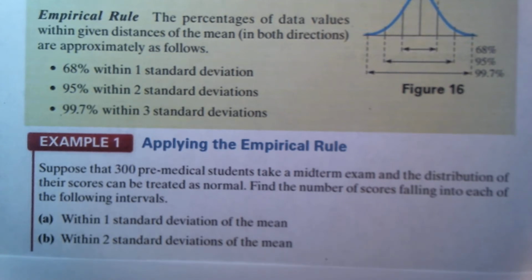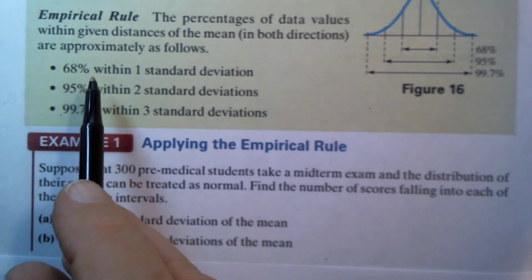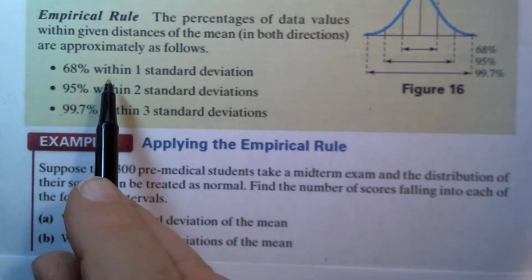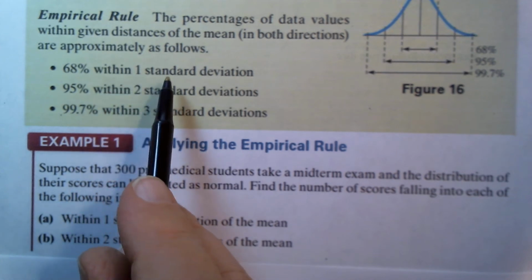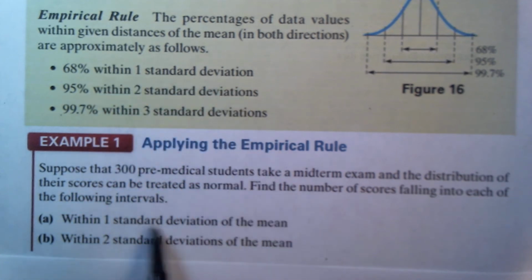Okay, let's apply the empirical rule. Suppose that 300 pre-medical students take a midterm exam, and the distribution of their scores can be treated as normal. Find the number of scores falling into each of the following intervals: within 1 standard deviation of the mean for part A, and part B within 2 standard deviations of the mean. Well, up here we just learned that 68% of the distribution is within 1 standard deviation. And so that's what the question is here.